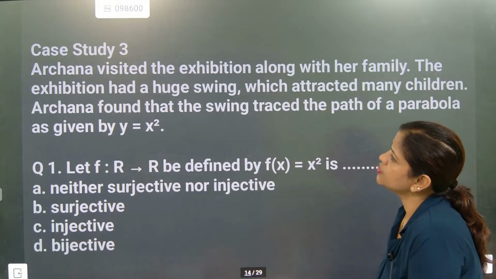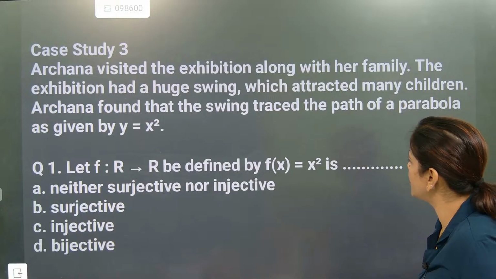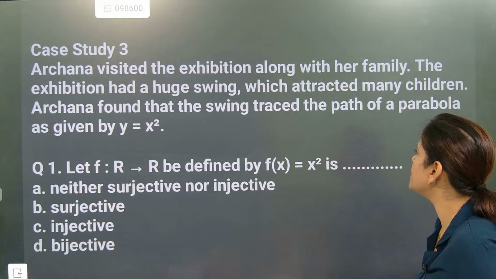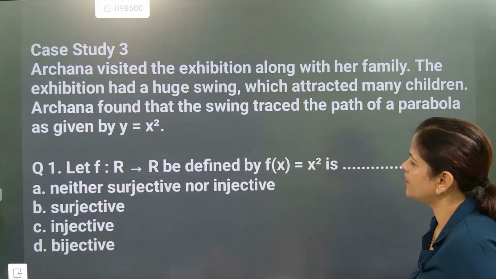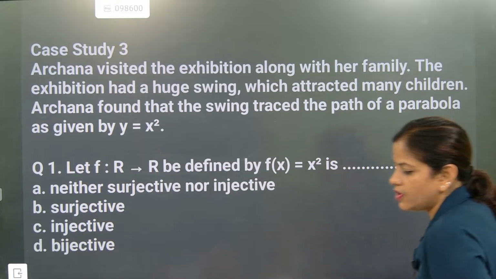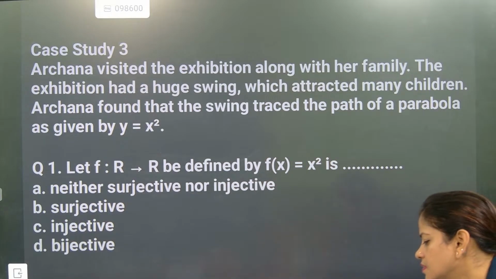Come on, check. Archana visited the exhibition along with her family. The exhibition had a huge swing which attracted many children. Archana found that the swing traced the path of a parabola as given by y equals x square. So this is exactly the path of the parabola, so the function is y equals x square. Now, is it surjective or injective? y equals x square is what type of function?